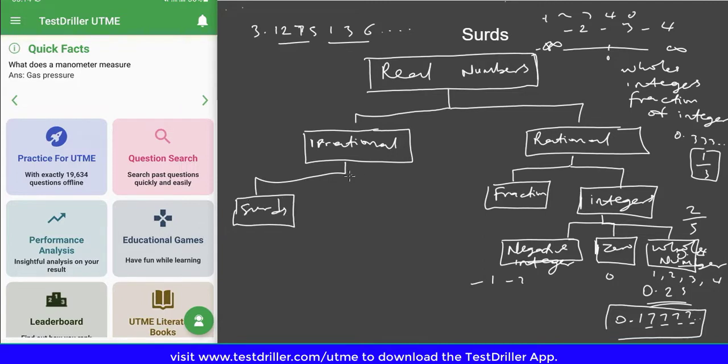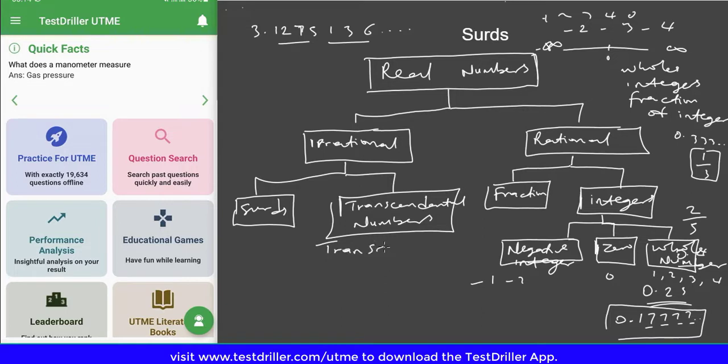Surds and transcendental numbers. So let me spell it out clearly here. Transcendental numbers. So these are the two kinds of numbers that form irrational numbers. So what's the difference between a surd and a transcendental number?